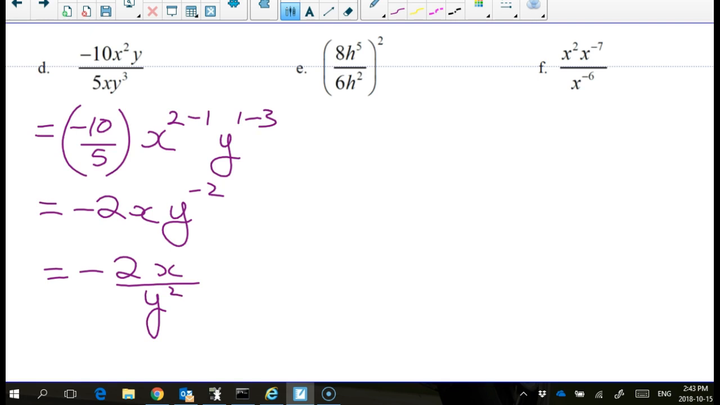I'm going to keep the negative out front by itself. Okay, and then put the 2x up top in the numerator and the y squared down in the denominator. So that's one way that you can do this. It's not the only way. So here's another possible solution.